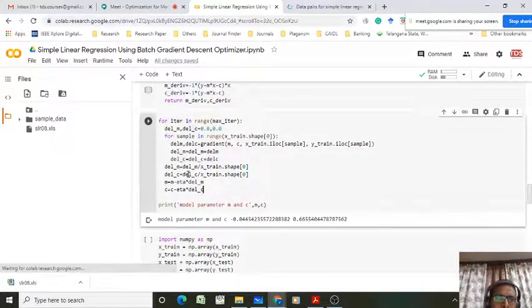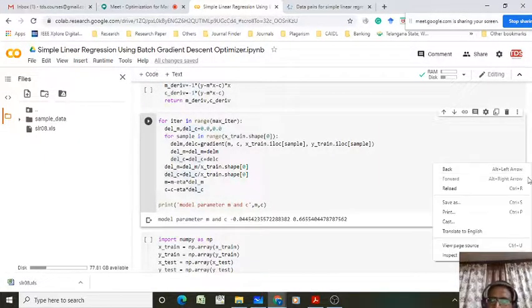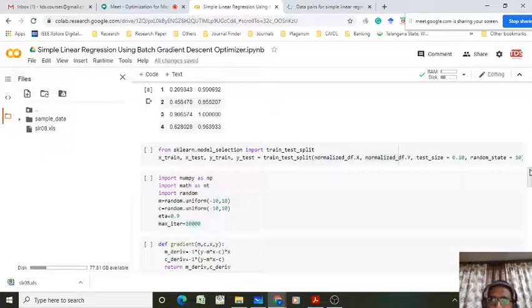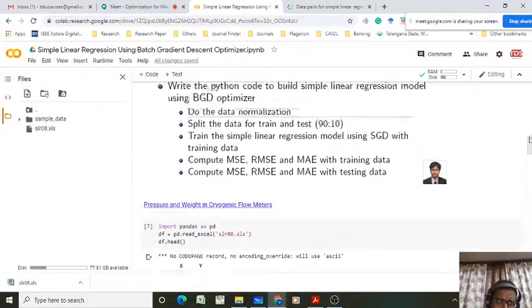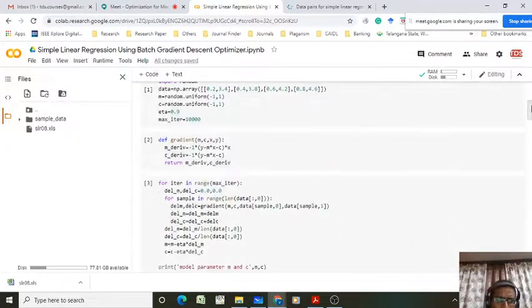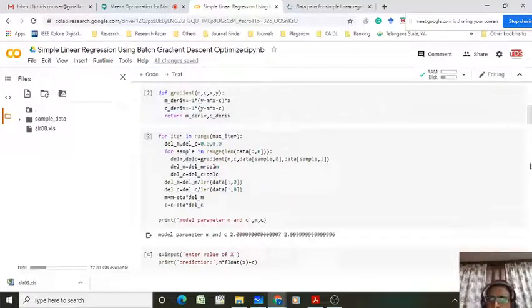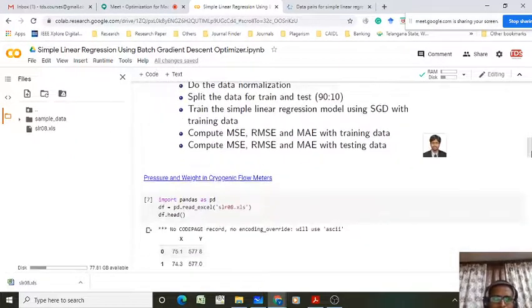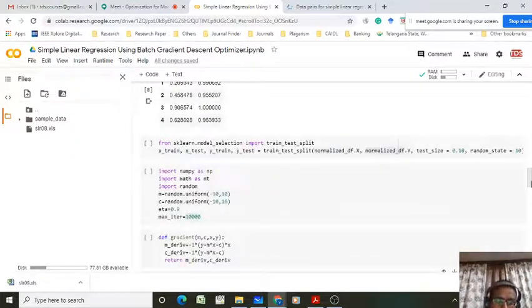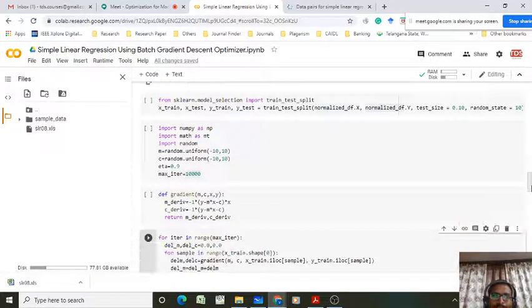Everything is similar to what we wrote for the small data set. We use the same code again, but the only change here is that we are working on data frames. We are reading the data from Excel in the form of a data frame.